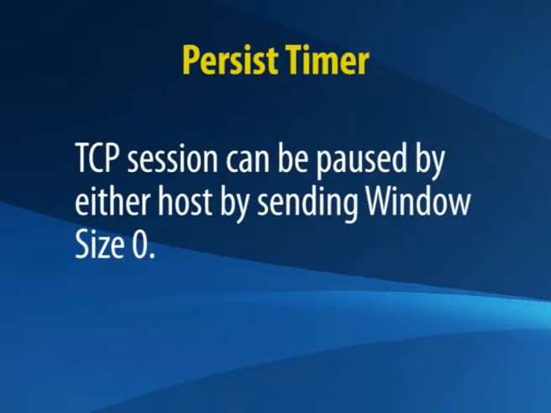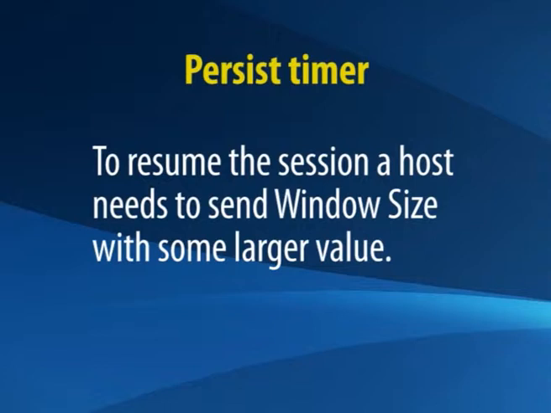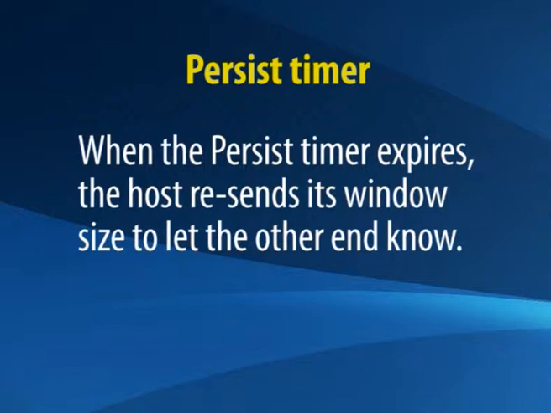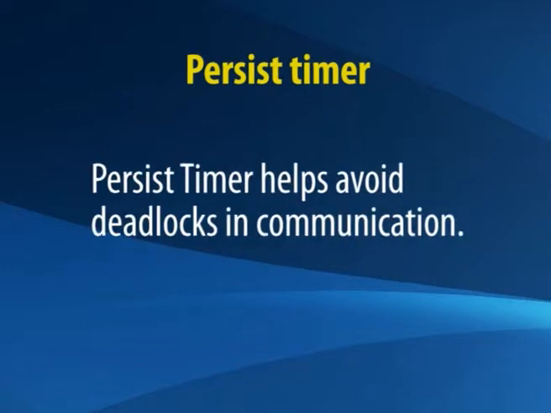Persist timer. TCP session can be paused by either host by sending window size 0. To resume the session, a host needs to send window size with some larger value. If this segment never reaches the other end, both ends may wait for each other for infinite time. When the persist timer expires, the host resends its window size to let the other end know. Persist timer helps avoid deadlock in communication.